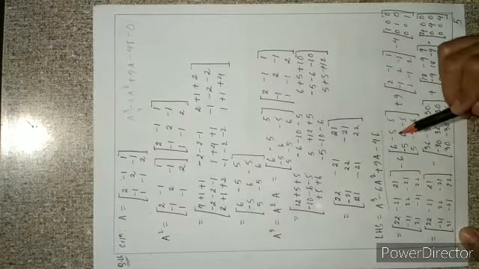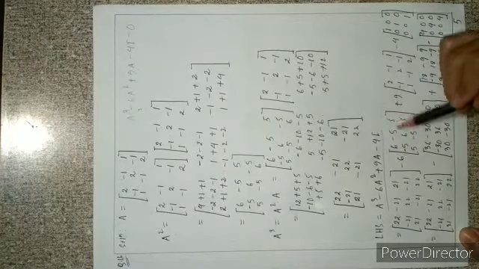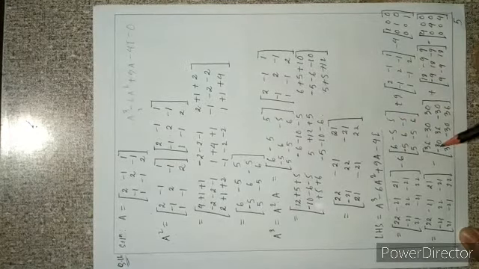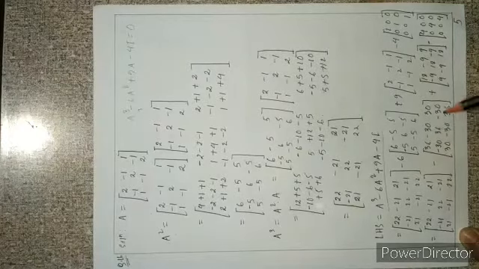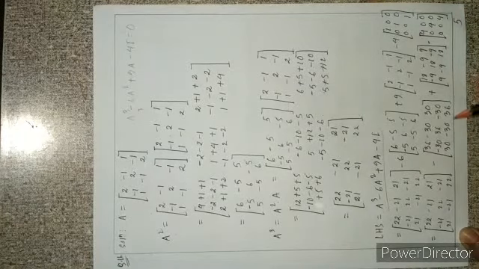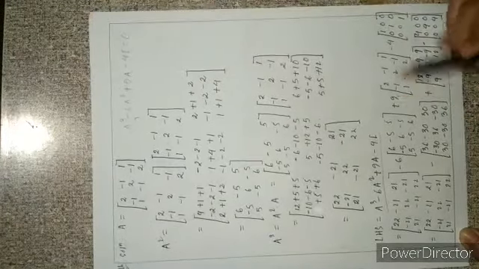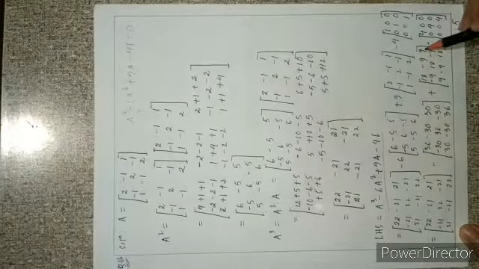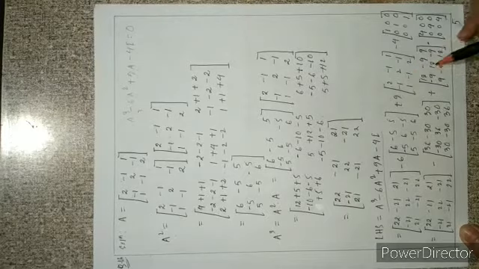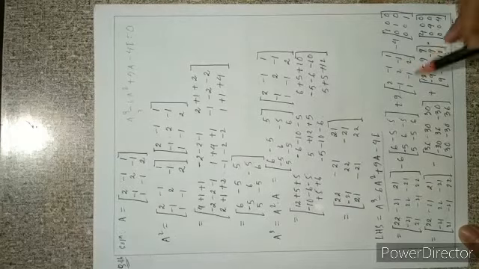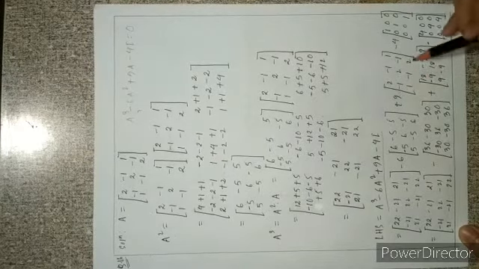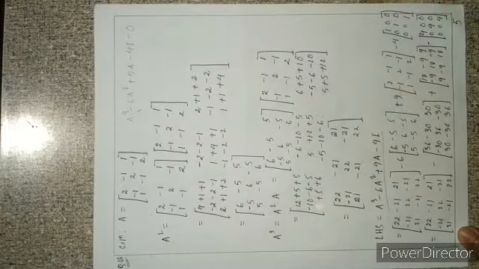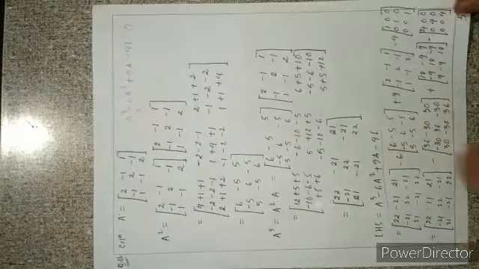6 times A square means all the elements of A square should be multiplied by 6: 6 times 6 is 36, minus 30, 30, minus 36, 36, minus 30, 30, minus 30 and 36. 9 into 2 is 18, minus 9, 9, minus 9, 9 to 18, 9 minus 1, minus 9, 9 minus 9, 9 to 18. 4I is 4 0 0, 0 4 0 and 0 0 4.